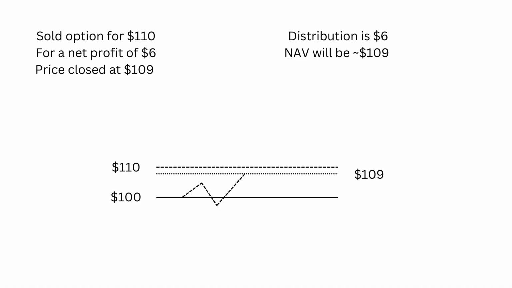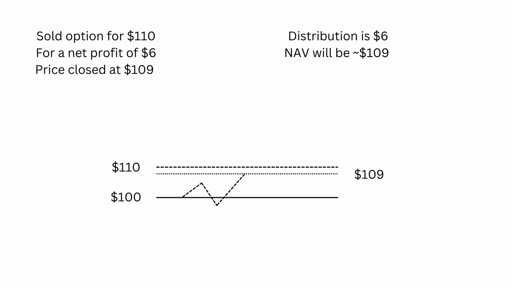If I have an underlying worth $100, and this is my NAV, we won't go into how many shares you have to have or calls or anything else. It's worth $100, and I sell a call at a higher price. This is called out of the money, and I get paid $6 for doing so.